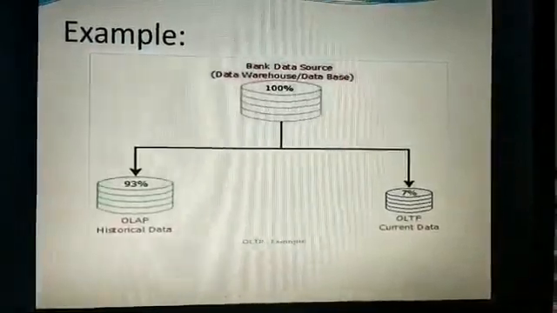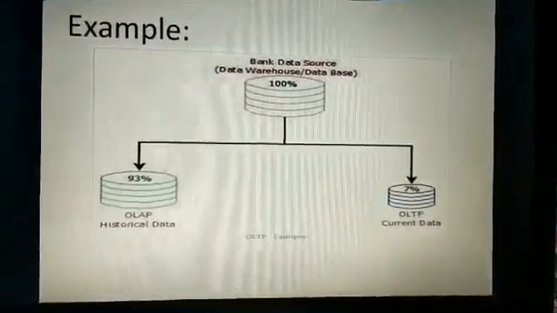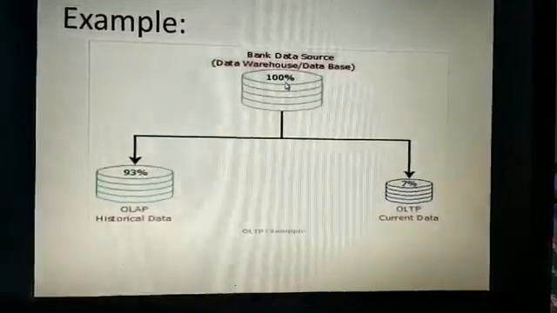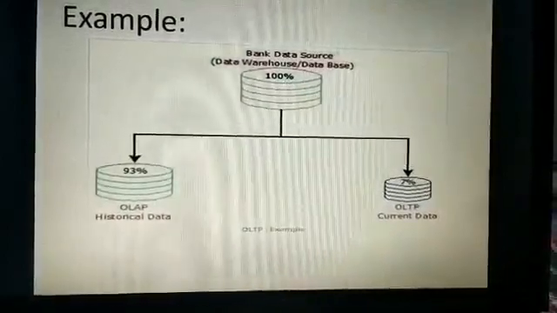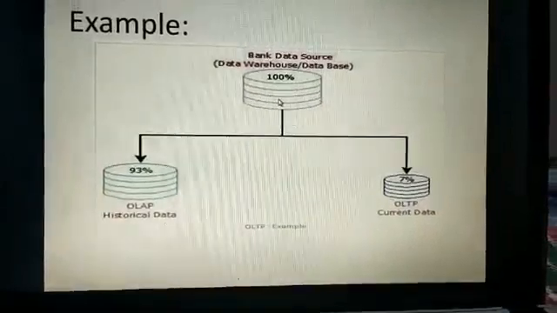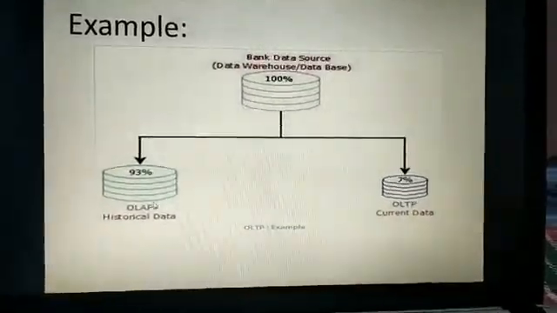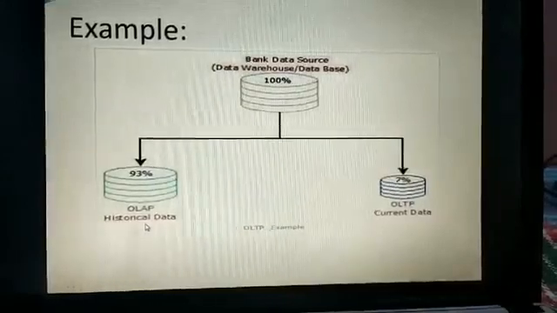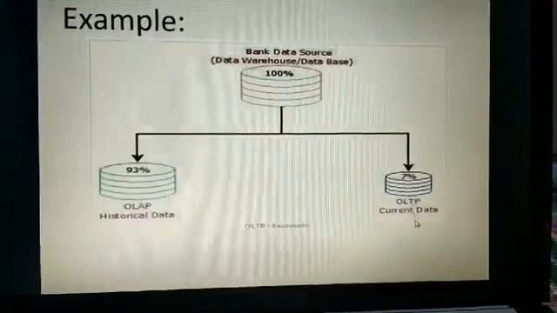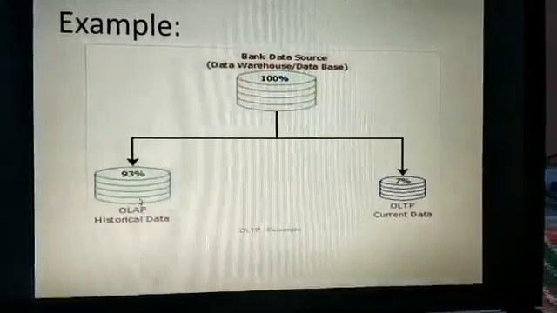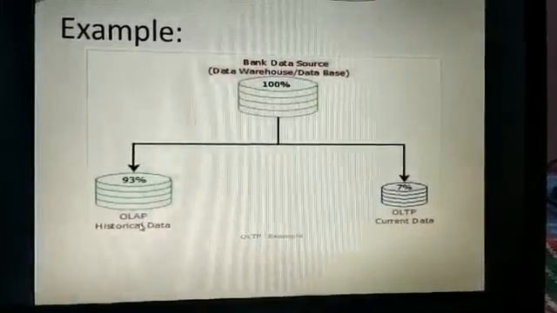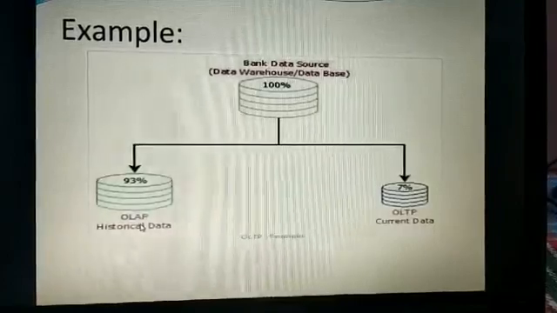One example of the comparison between OLAP and OLTP is, for example, we have a bank, and the bank has 100% record of its transactions and all its operations. For this, the bank uses 93% historical data, and the remaining 7% is working on the current data. For the 93% historical data, we need complex queries and more space, and complex queries have to be performed.